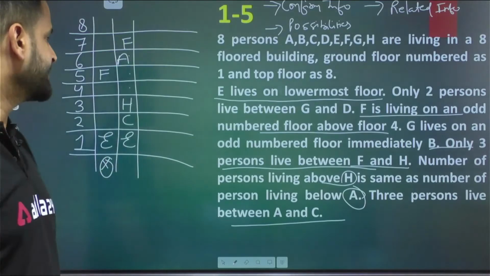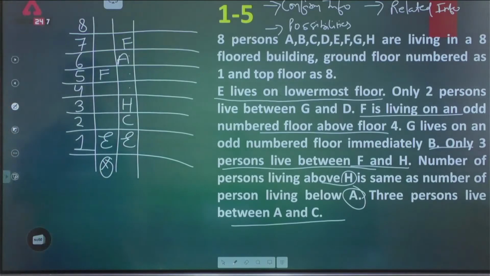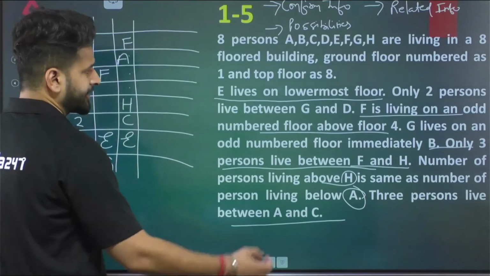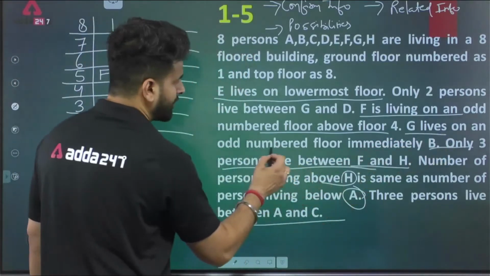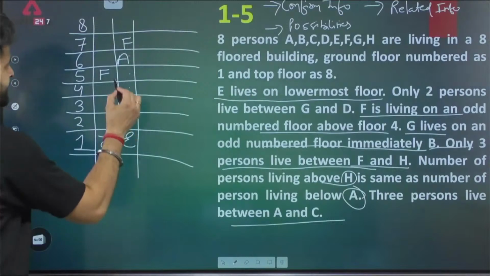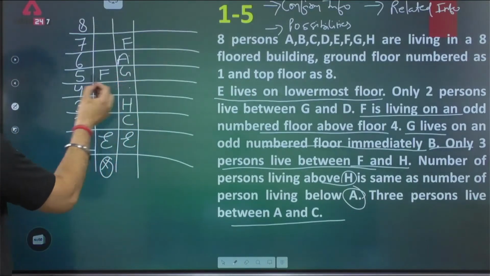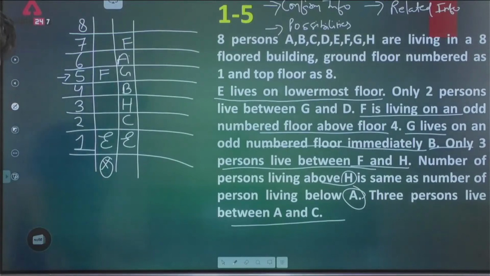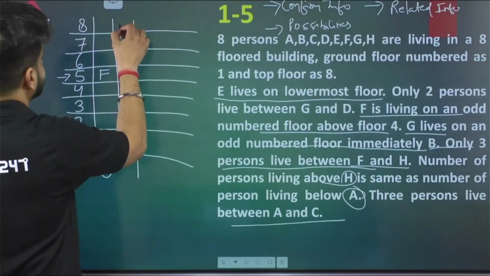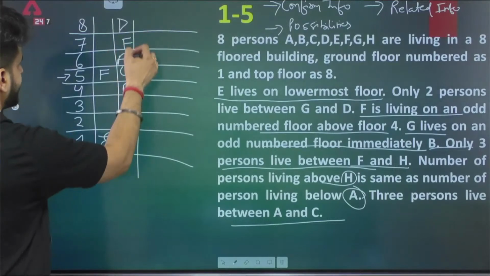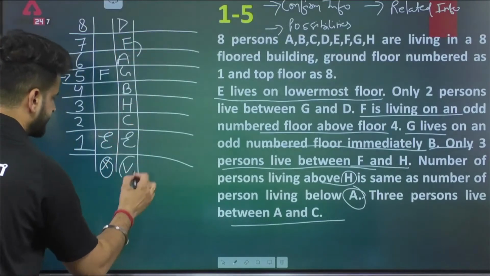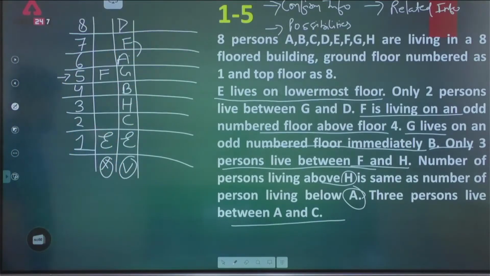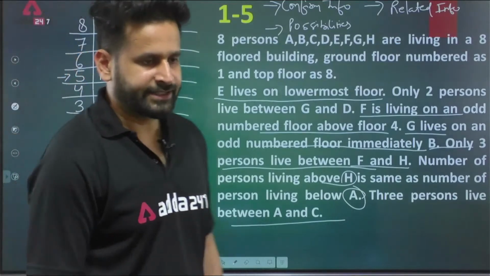Correct? G is living on an odd number floor immediately above B. Now read this condition. G is living on an odd number floor immediately above B. So this is the only possibility. G on odd, immediately above B. Clear? And 2 persons between G and D. So this will be D. 2 between G and D, F and A. This is your correct answer. I hope everything is clear.